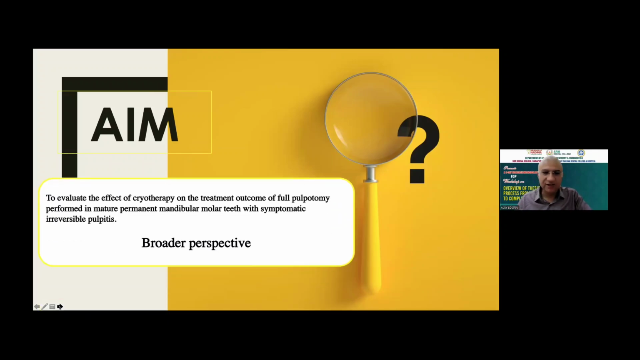My aim of this study is to evaluate the effect of cryotherapy on the treatment outcome of full pulpotomy performed in mature permanent mandibular molar teeth with. So it's broader. It's absolutely broader. I'm only trying to say that I'm looking at the treatment outcome. So it's the what of the study. The what of the study in a broader perspective is what I would try and explain the aim to be.